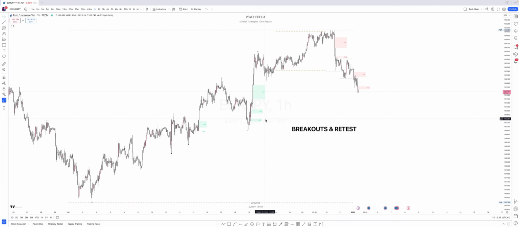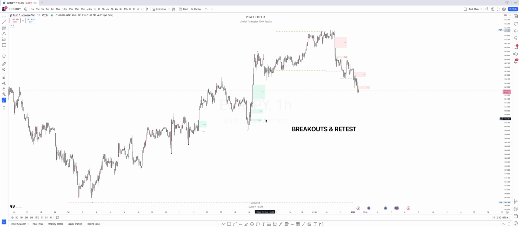Breakouts and retests are one of the most popularly traded technical strategies. It is so popular that every single technical analyst must have heard of the term breakouts and retests. In this video, I'm going to be showing you how I was able to catch trades that look like this, and this, using a simple breakouts and retest concept.